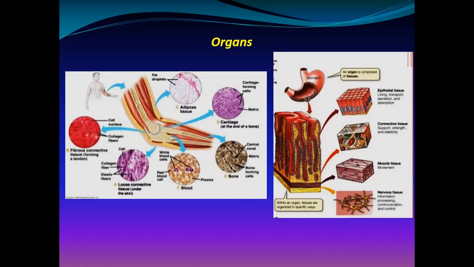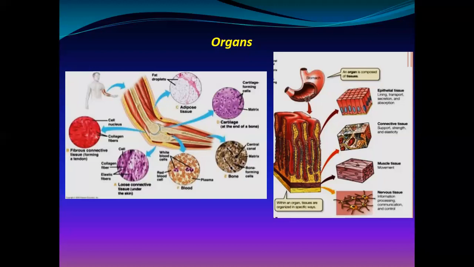On the other hand, when you look at the right hand side, you can see the stomach, right? And that is again considered an organ. It is composed of several tissues. And then you can see the epithelial tissues, right? The epithelial tissue is the one lining the stomach wall, and it is involved in transport, secretion and absorption, whatever comes into the stomach.